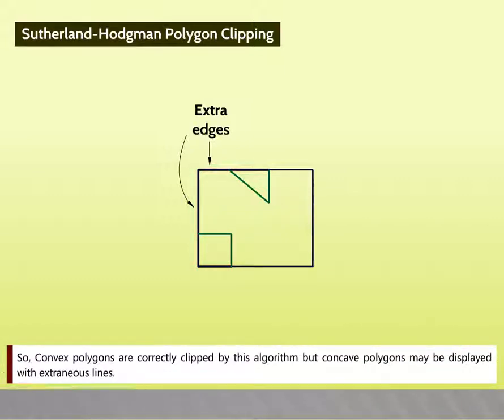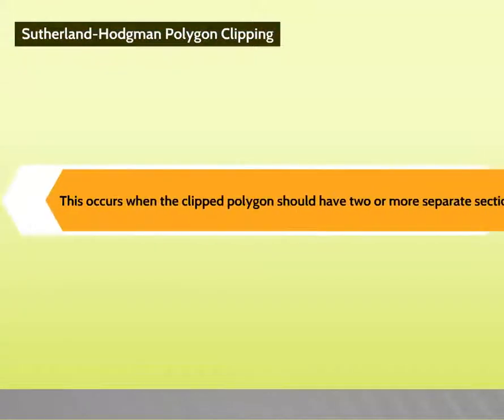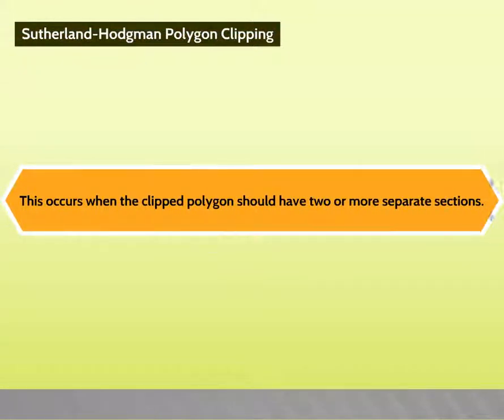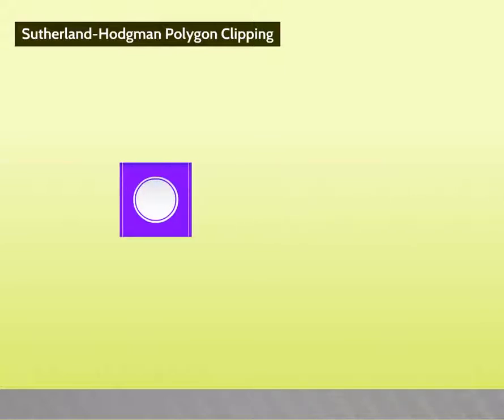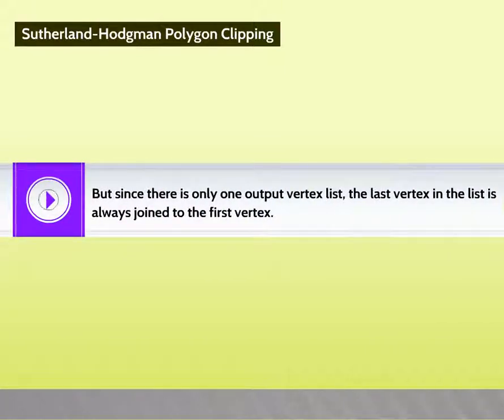So convex polygons are correctly clipped by this algorithm, but concave polygons may be displayed with extraneous lines. This occurs when the clipped polygon should have two or more separate sections. But since there is only one output vertex list, the last vertex in the list is always joined to the first vertex.